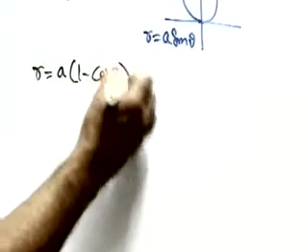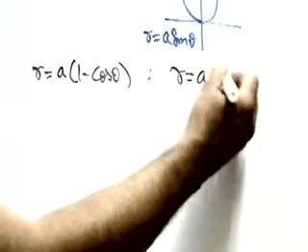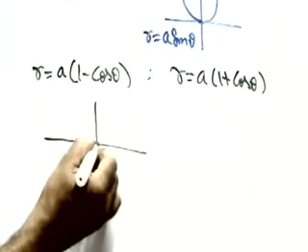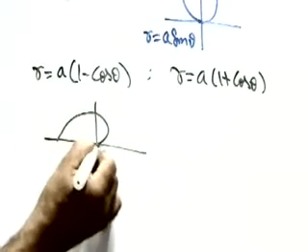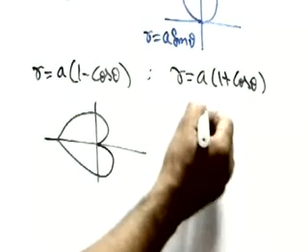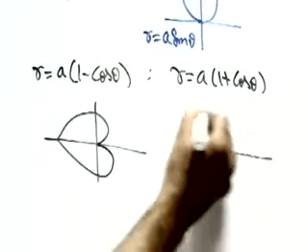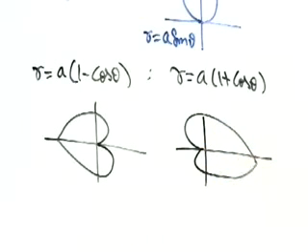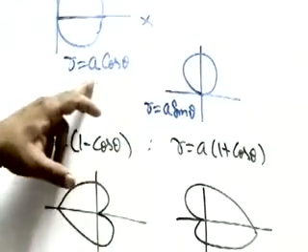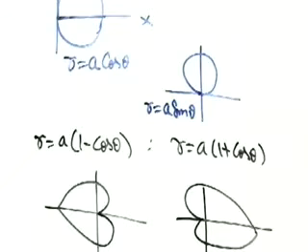One is r equals a into 1 minus cos theta, and another is r equals a into 1 plus cos theta. See here, suppose the horizontal cardioid with minus is like this. If you are having plus, the same figure will come on the other side. So these are the two cardioids. You must keep this in your mind. This is one cardioid, and two types of circles are there: r equals a cos theta, r equals a sin theta. So we have to do questions on that.